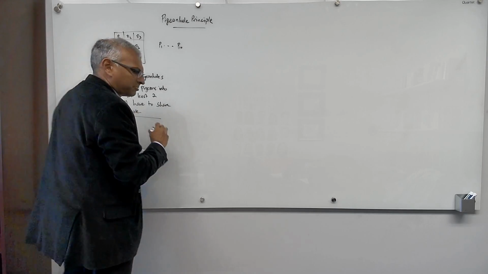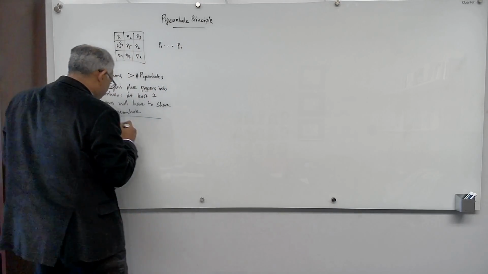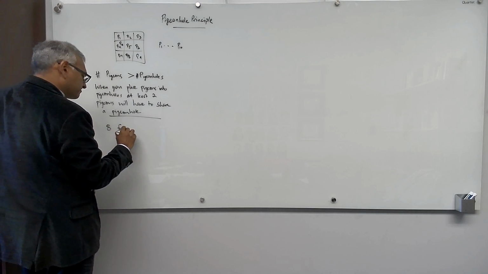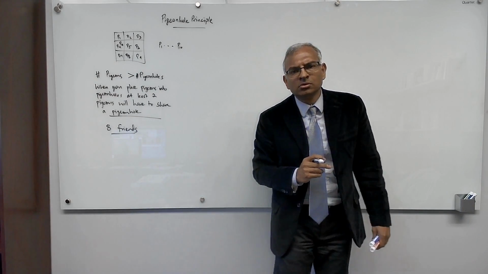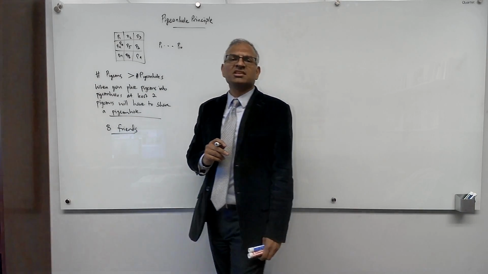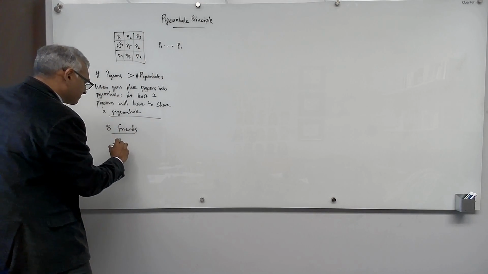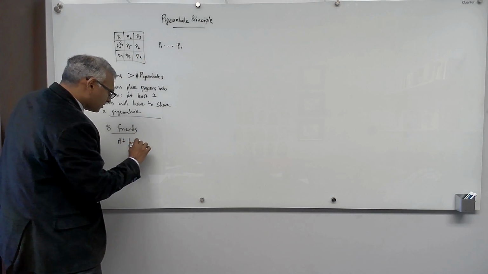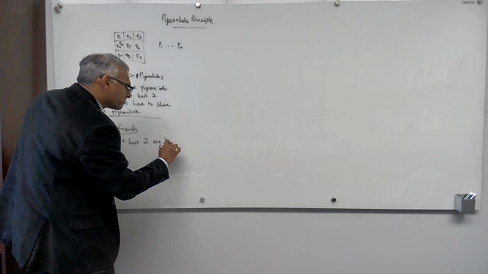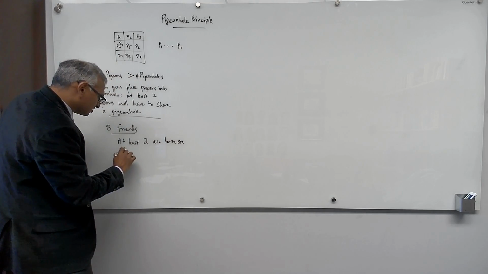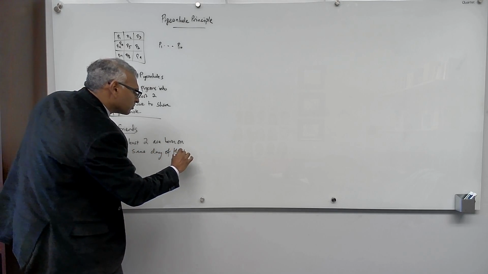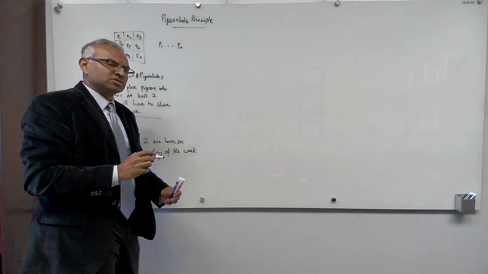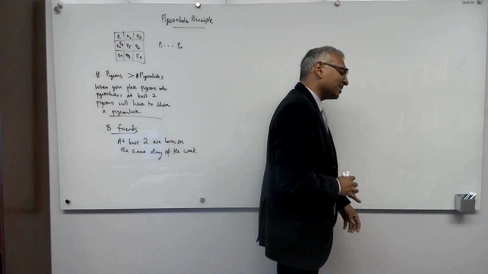So let's take a simple example of this. You have 8 friends. I claim that at least 2 of these 8 friends will be born on the same day of the week. And now let's see the pigeonhole principle in action to prove this.